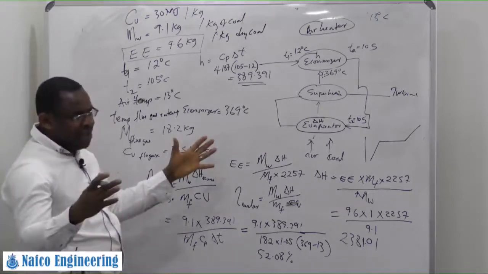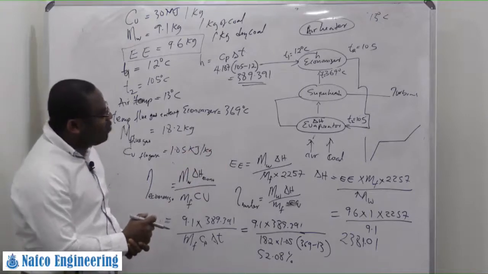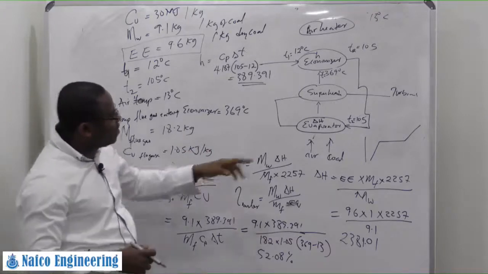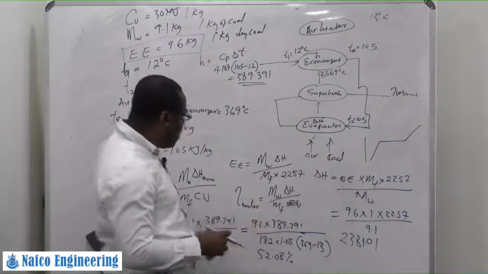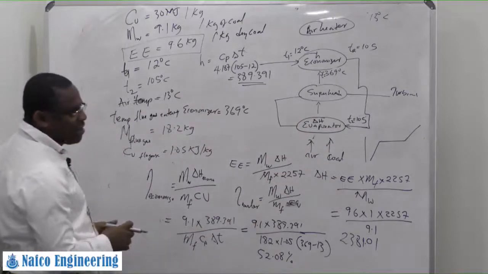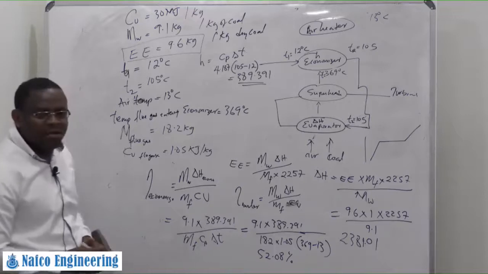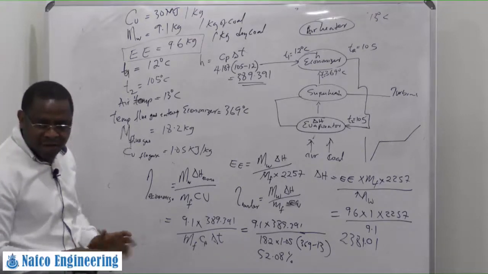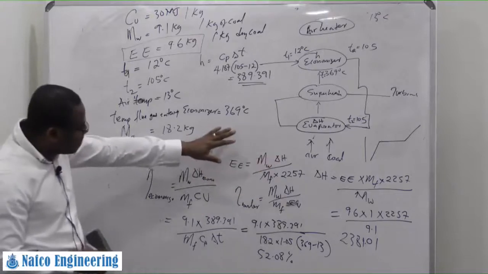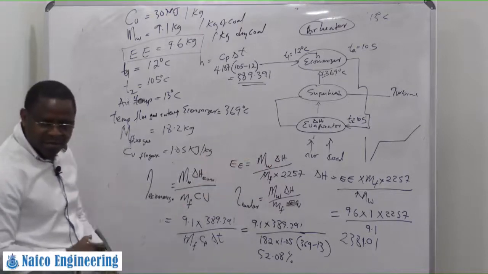To get the total efficiency, how do we get it? How do we get the efficiency of the evaporator? So we get M delta H over MF CV. I think we did it somewhere. Did you calculate the evaporator efficiency? We did that earlier. Efficiency of the evaporator. That was the first question.